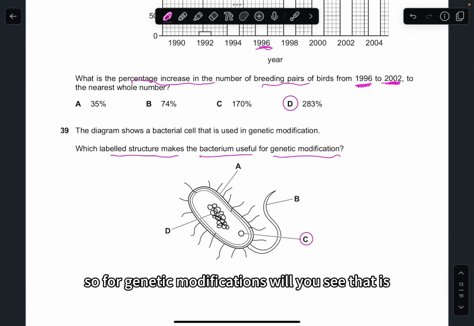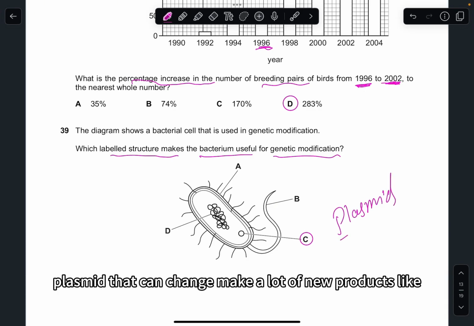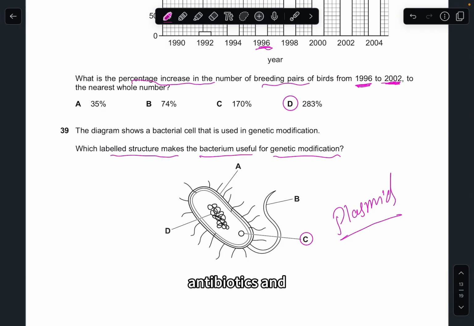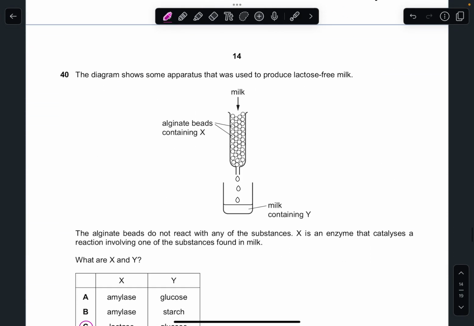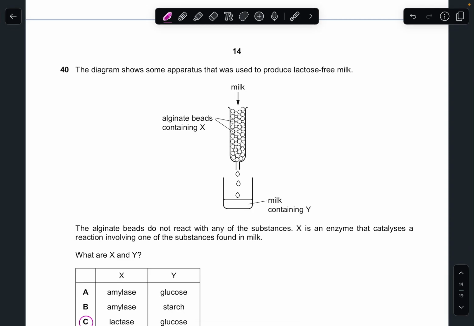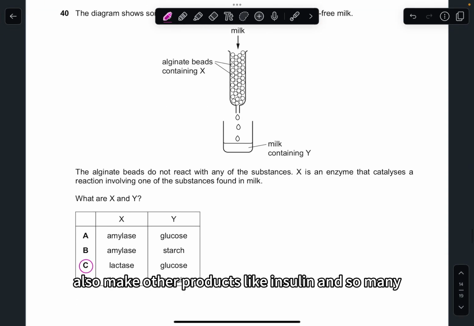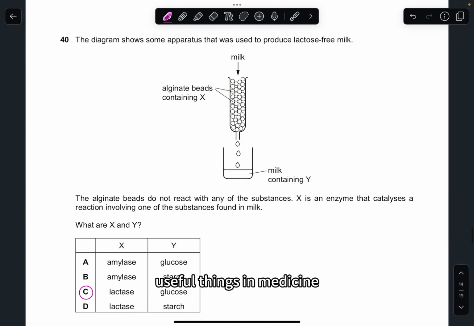Question 39. Which structure makes the bacteria useful? For genetic modification, we use C, that is the plasmid, that can make a lot of new products like antibiotics, which are very useful for cures, and also make other products like insulin and so many useful things in medicine.